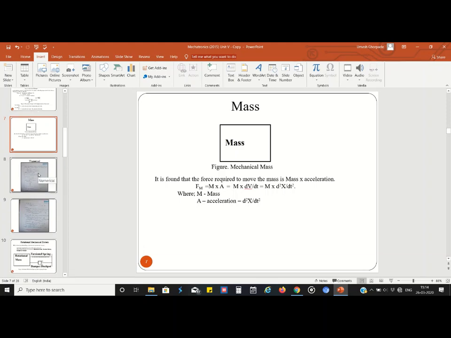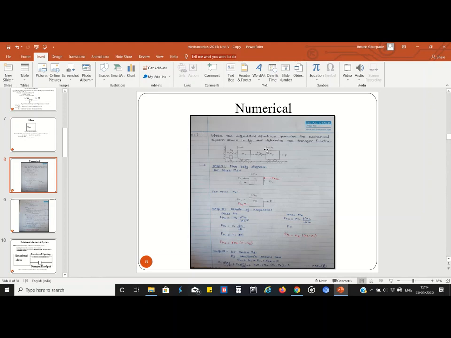So we consider one numerical. This is the first numerical on the mechanical translation system. The statement is: write the differential equation governing the mechanical system shown in the figure and determine the transfer function. We know the transfer function is nothing but the Laplace transform of output to the Laplace transform of input.